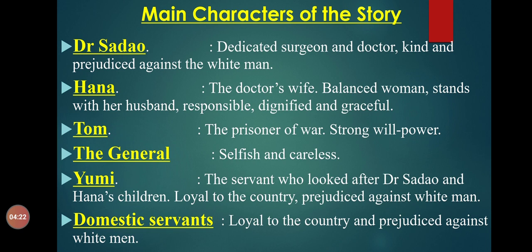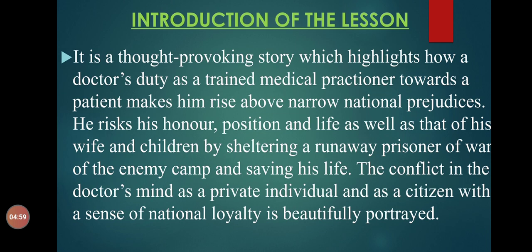He is a prisoner of war but of strong willpower. Then comes the general of the army, who is selfish and careless. Then comes Yumi, the servant who looked after Dr. Sadao and Hannah's children, loyal to the country, prejudiced against white men. And at last, domestic servants, loyal to the country and prejudiced against white men. So Dr. Sadao, Hannah, Tom, the general, Yumi, domestic servants. These are the main characters of the story.